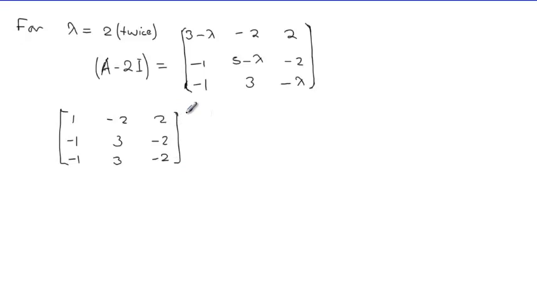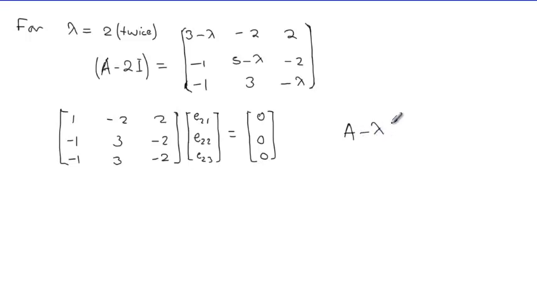Then multiplied here by eigenvector number 2, component 1, component 2, component 3, and again this is going to give us our zero vector, which will be 0, 0, 0. You mustn't lose sight that this is the expression which we started with, which says lambda minus A, minus lambda I, multiplied by the eigenvector.